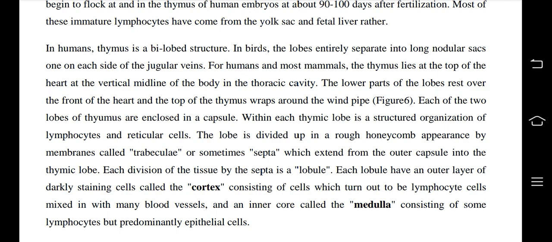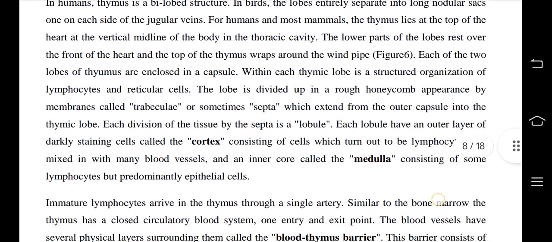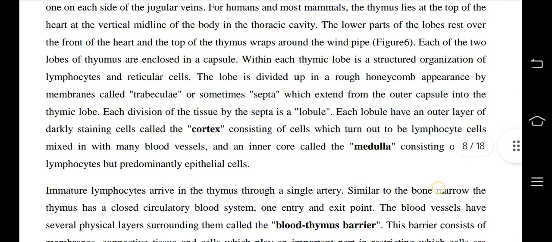Each of the two lobes of the thymus is enclosed in a capsule. Within each thymic lobe is a structured organization of lymphocytes and reticular cells. The lobe is divided in a rough honeycomb appearance by membranes called trabeculae, or sometimes septa, which extend from the outer capsule into the thymic lobe.